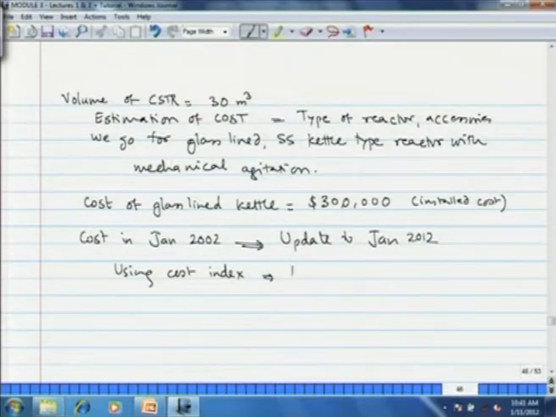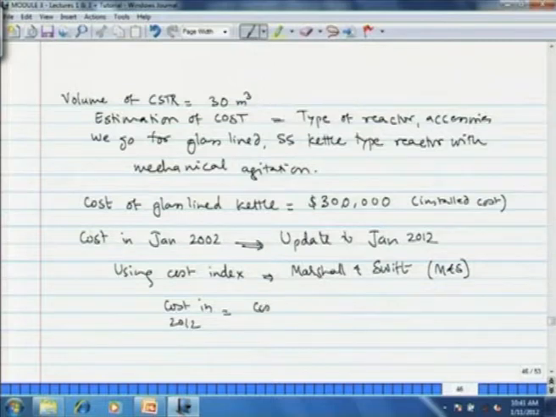Now this we can do using cost indexes such as the Marshall and Swift index, that we denote as MNS. So the cost in 2012 is essentially cost in 2002 into Marshall and Swift index at 2012 divided by Marshall and Swift index at 2002.